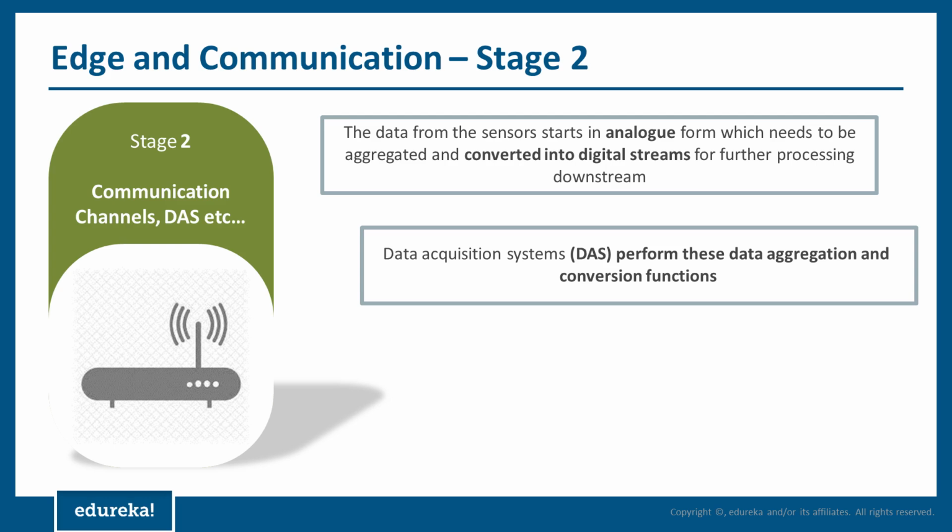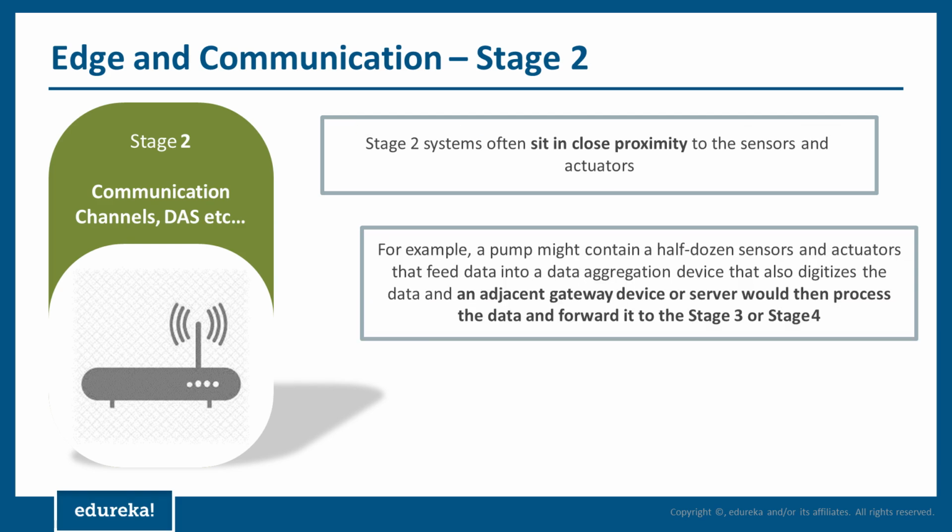You may not want to analyze the data every 1 second. Some sensors may send every 10 seconds, some sensors may send every 1 minute. But the aggregation system understands that, collates the data, packages it, and sends only the relevant data to the next level. So that is called stage two, which is called the edge, and the communication starts from here. Stage two systems typically sit in close proximity to the sensors and actuators, and sometimes they are called gateways also. So gateways or edge devices.